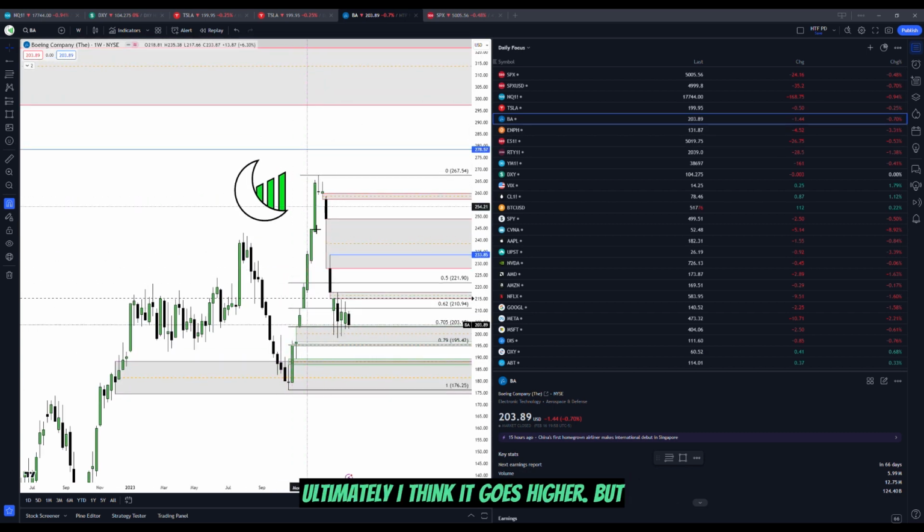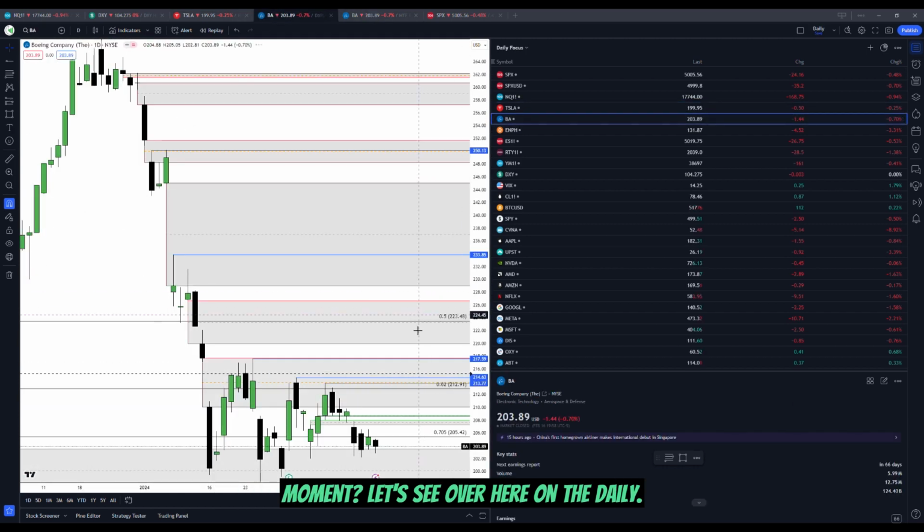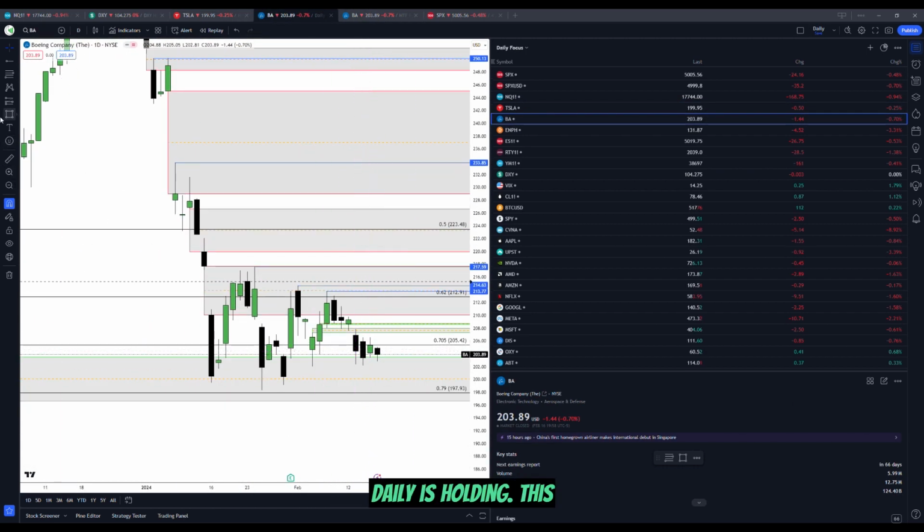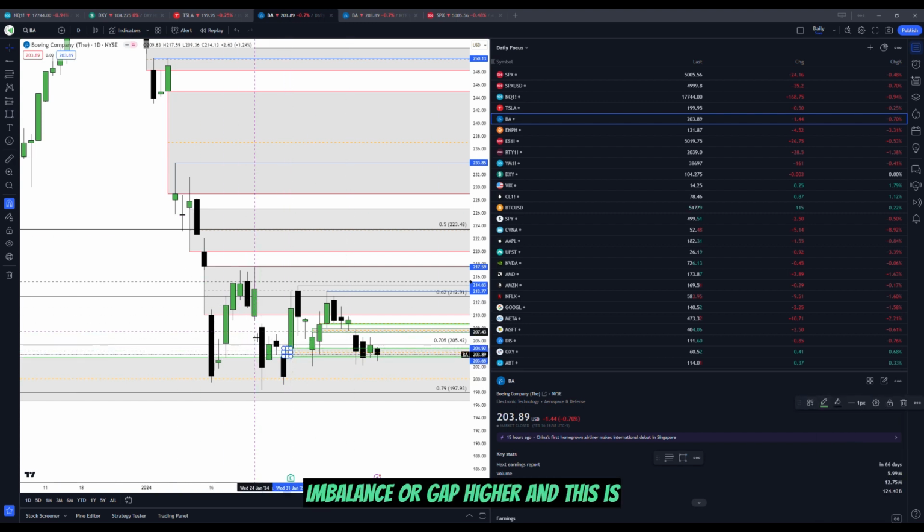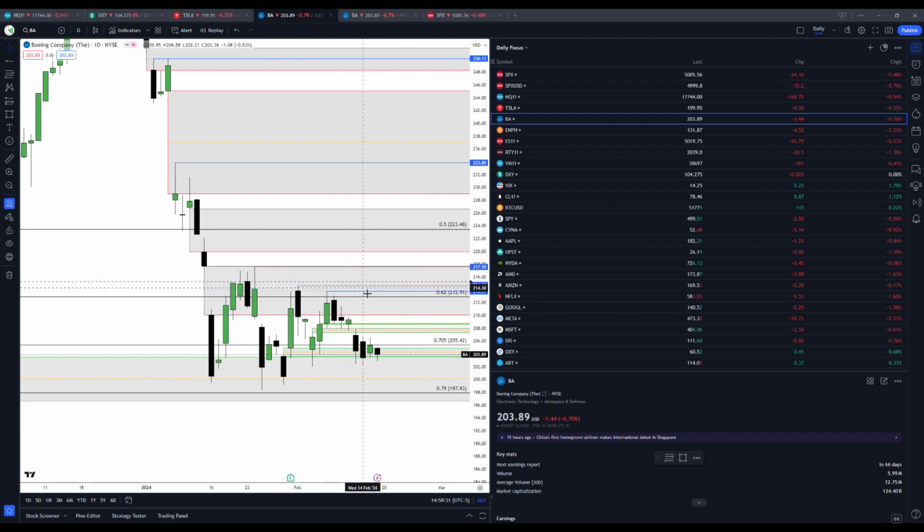Here's Boeing. Here's another one where ultimately I think it goes higher, but does it make sense at this current moment? Let's see over here on the daily. Well, daily is holding this. Okay, good. Bullish volume imbalance or gap higher, and this is multiple times here. And ultimately, the expectation in this situation, what would our drawn liquidity be here? It would be 213.77, 214.63. Those are relative equal highs, and then above that you have 217.59, which is also relatively equal, with no imbalances in between here on the daily time frame.